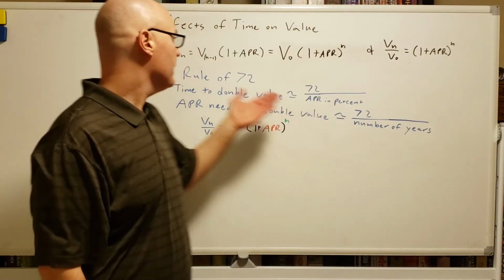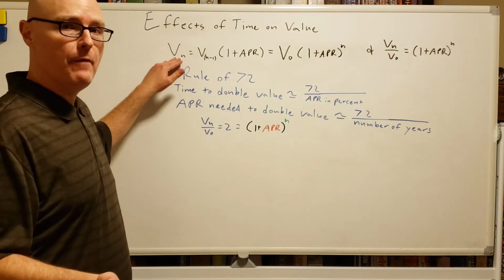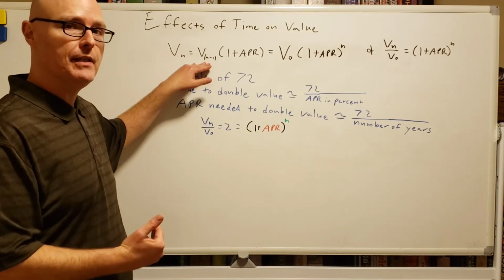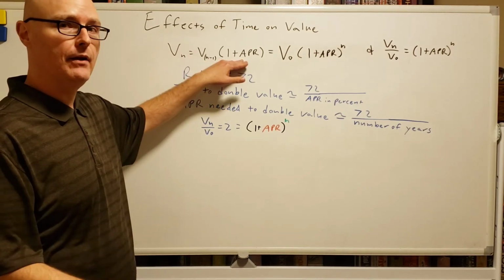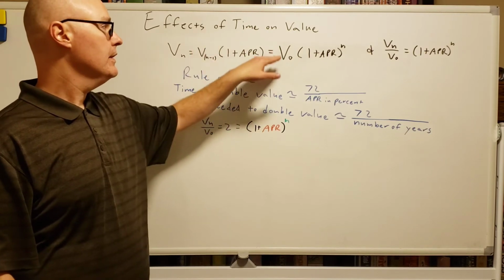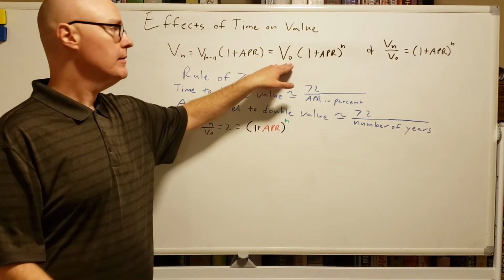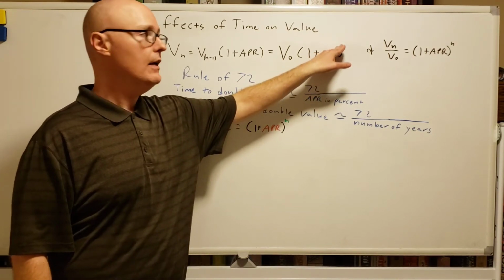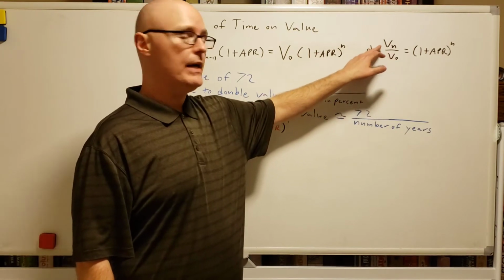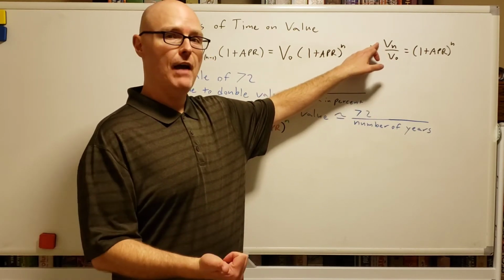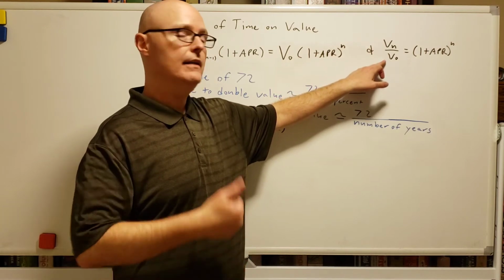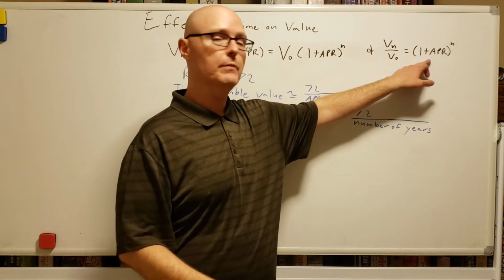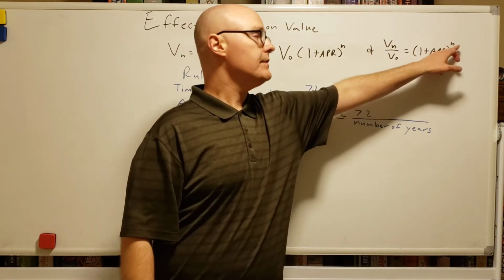Now that we have determined that the value at the end of a year is equal to the value at the preceding year multiplied by 1 plus the APR, also equal to the initial value multiplied by 1 plus the APR raised to the power of n, I can also say that the ratio of the value at the end of the year divided by the value I start with is equal to 1 plus the APR raised to the power of n.